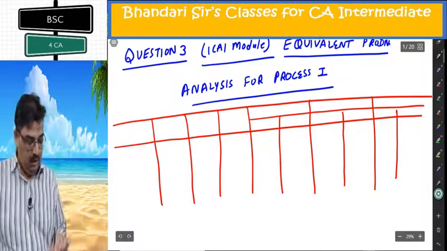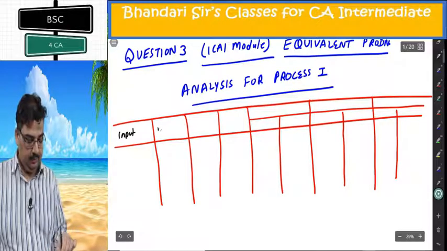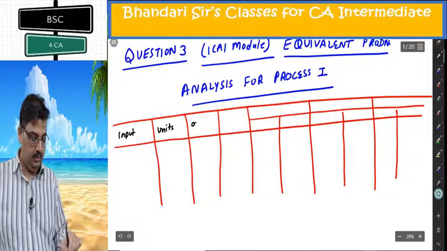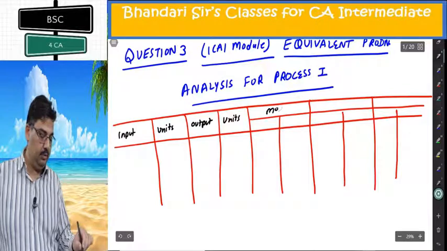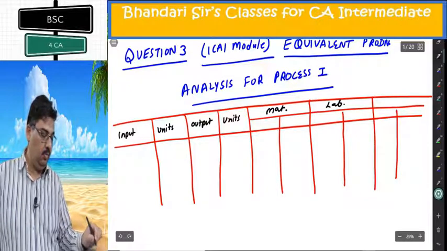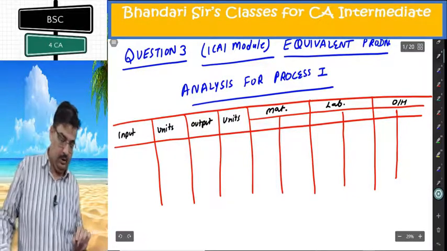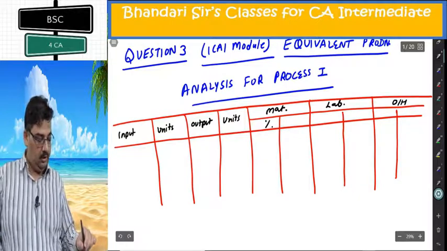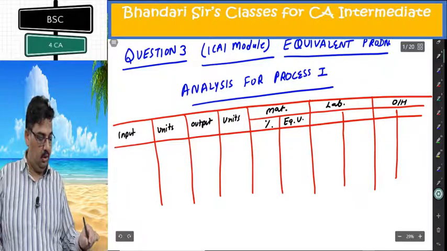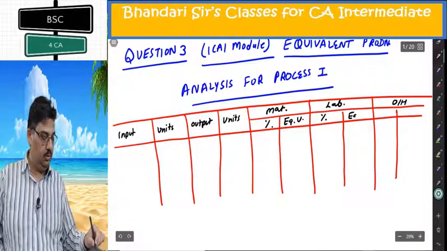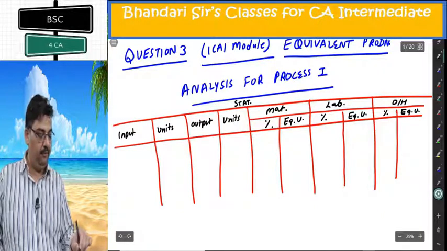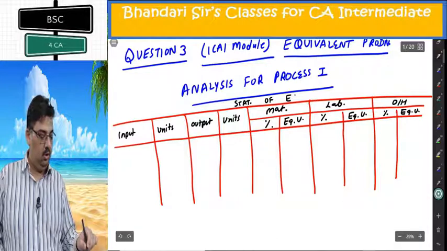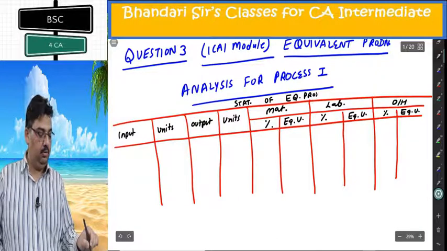So names of the columns: input, units, output, units, material, labor, overheads. Percentage, equivalent units, percentage, equivalent units, percentage, equivalent units. This is the statement of equivalent production.